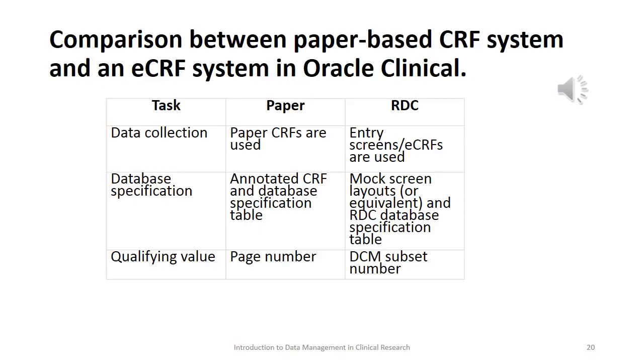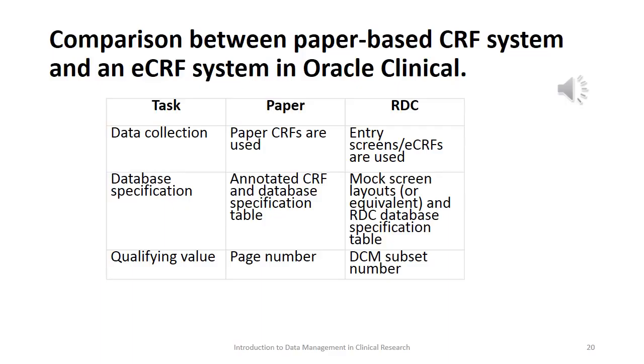So as we go through our comparison between a paper-based CRF system and an eCRF system, I'm going to show you a table which is going to indicate a series of tasks. And then it's going to indicate what's associated with that task for a paper study versus a remote data capture study or EDC study. So for example, in the first one here, we've got data collection. We have to be able to collect data. For paper, we use paper CRFs, and for the EDC system, we use entry screens or electronic case report forms.